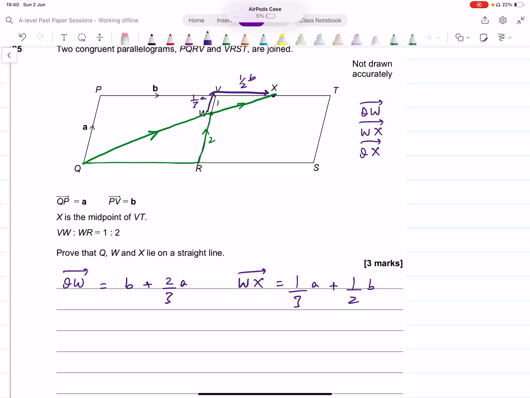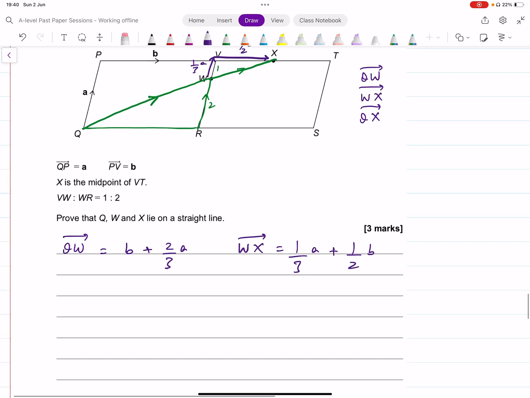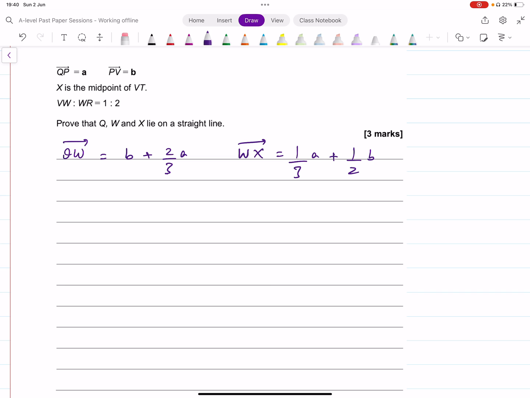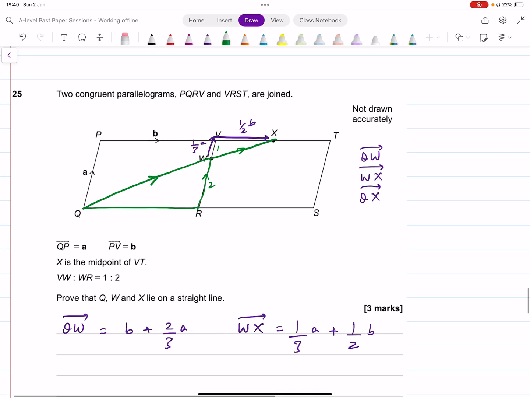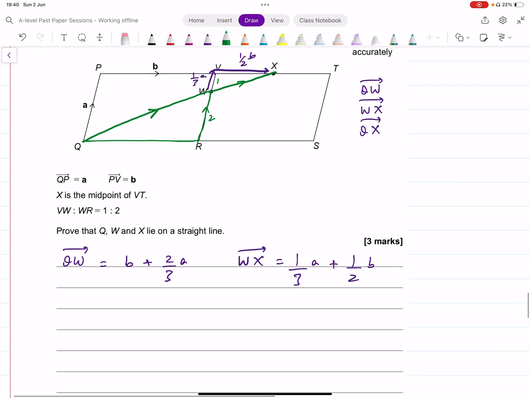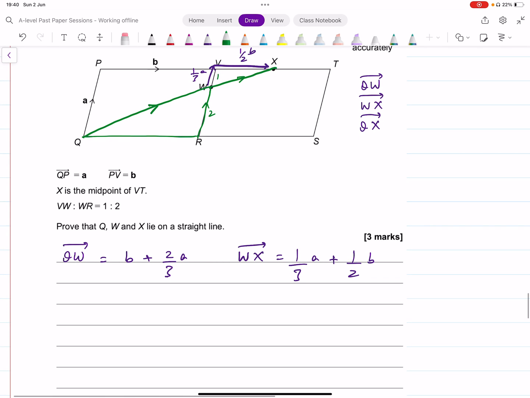If we've got WX and QW, how do we show that they're parallel? One way to do this is that we divide their corresponding components. If the corresponding components have the same ratio, we can say that they're parallel. Let's see if we can do something like that.